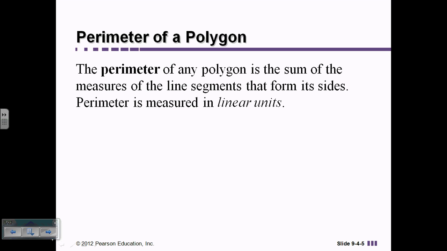So when we're talking about perimeter of a shape or of a polygon, we're talking about adding the measures of the line segments that form the sides. So we're talking about adding up the outside of the shape, the sides of the shape. And this is always considered a linear unit, which means it's going to be inches or centimeters or feet, not square inches or square centimeters, which we'll talk about also.